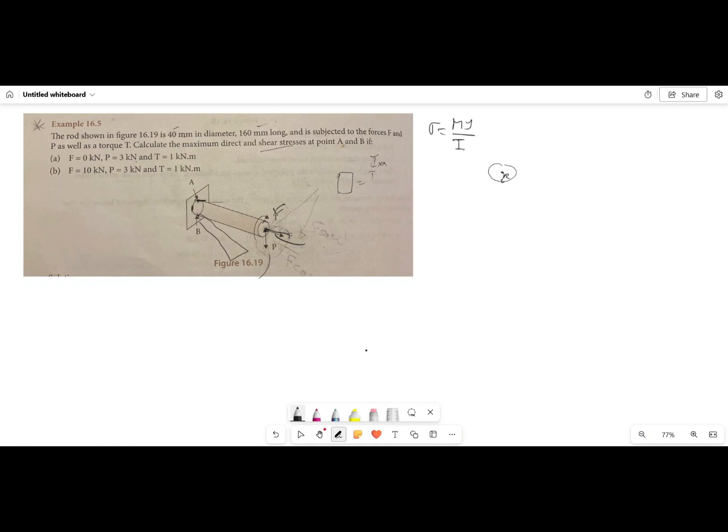So what is I? You also have the formula for I, moment of inertia. I is equal to pi over 64 diameter to the power 4. So these are the formulas that you need to know.